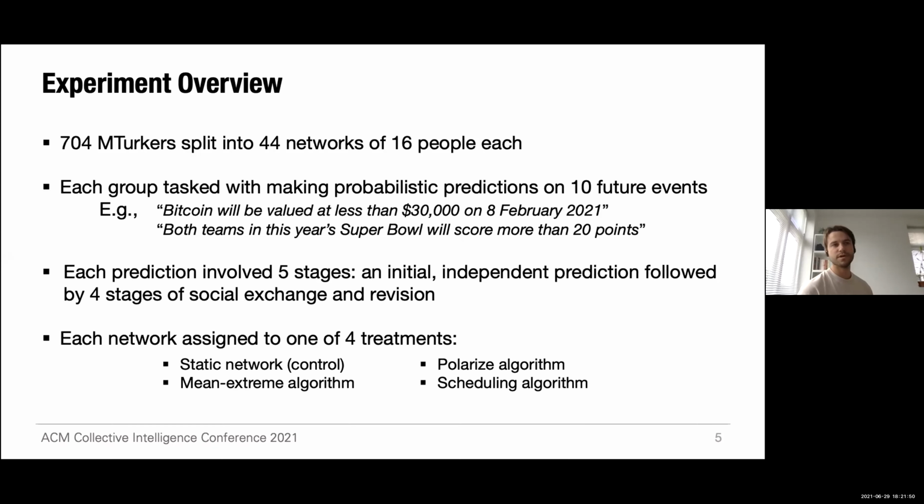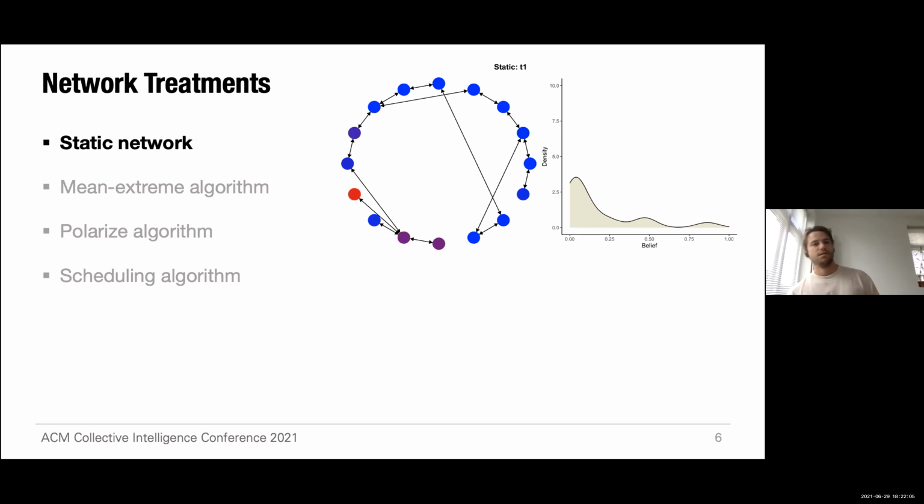And of course, most importantly for the experiment, each network was randomly assigned to one of 4 treatments, 3 of which involve rewiring algorithms that we previously explored and developed with agent-based simulations. So the first treatment serves as a control or a baseline and simply puts participants in a randomly generated small world network for each prediction and holds the network structure constant throughout the social exchanges.